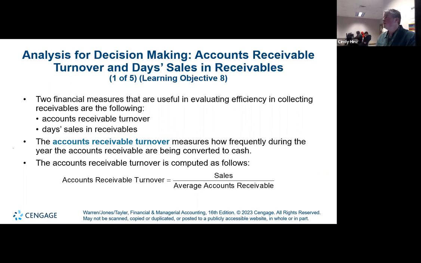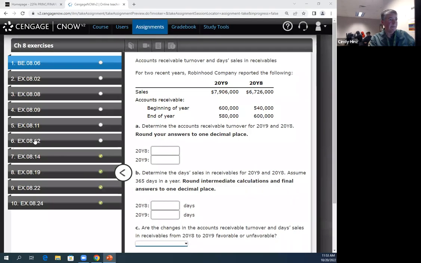The calculation you see at the bottom of this slide is the calculation we're going to be using in this exercise. So you may want to make a note of that. Accounts receivable turnover is sales divided by average accounts receivable. What this is going to tell us is how many times a year on average we're collecting in full our accounts receivable. So in the interest of time, let's go to that exercise and do the calculation.